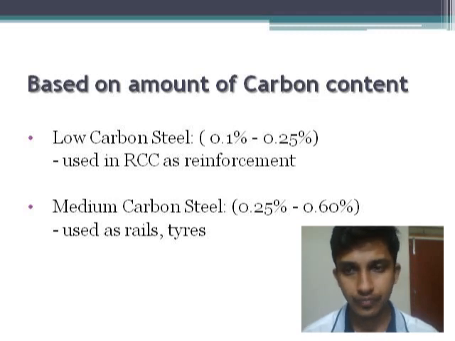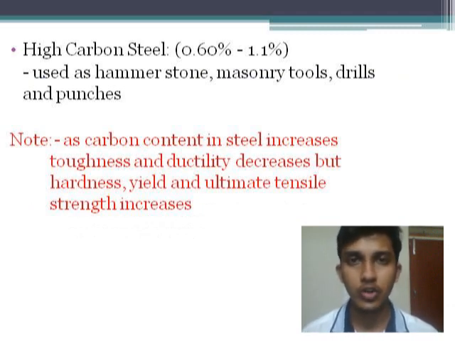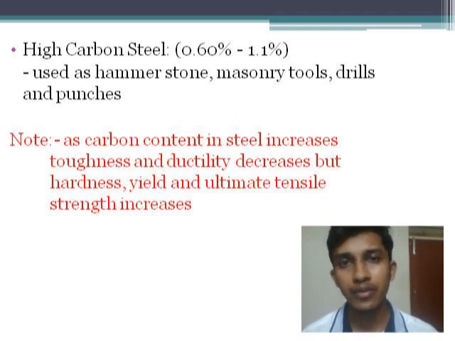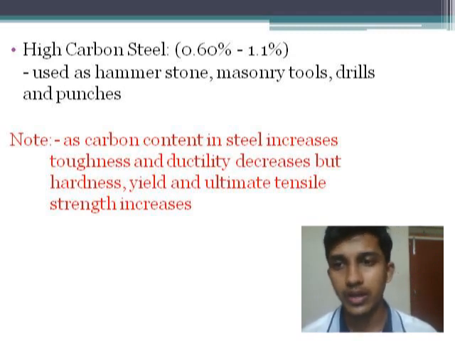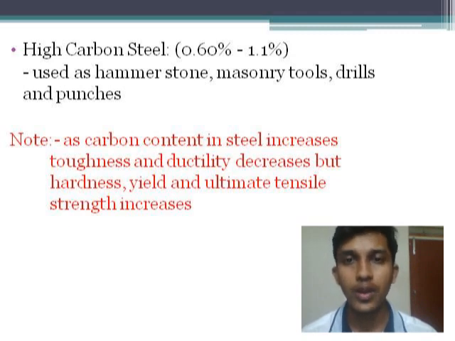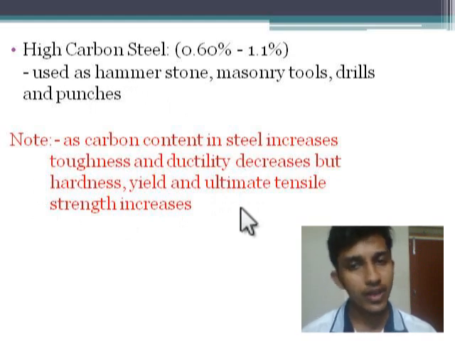Next we have high carbon steel. High carbon steel contains a carbon percentage of 0.6 to 1.1%. That will come under high carbon steel. And high carbon steel will have more stiffness, less ductility, more hardness, less toughness. So it can be used for hammers, stone masonry tools, and drills and punches for drilling equipment. And as I said, we need to note that as carbon content in steel increases, the toughness and ductility will decrease, but the hardness, yield, and ultimate tensile strength will increase.